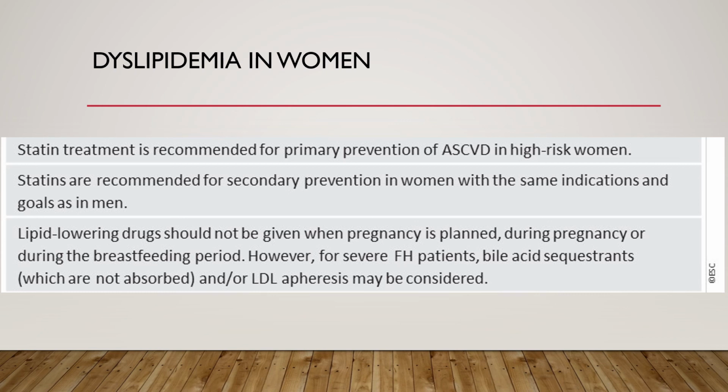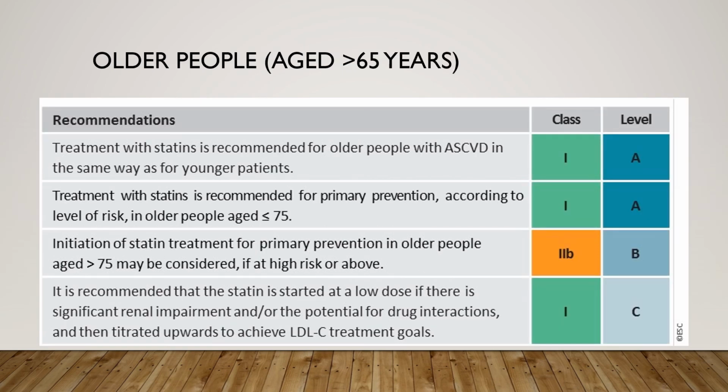Some recommendations for the bile acid sequestrant, but you can do plasma apheresis for the patients with familial hypercholesterolemia. In patients of old age, more than 65 years, treatment with statin is recommended as class 1A, with older people with atherosclerotic cardiovascular disease, in the same way as younger patients.